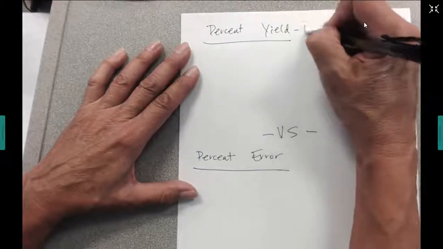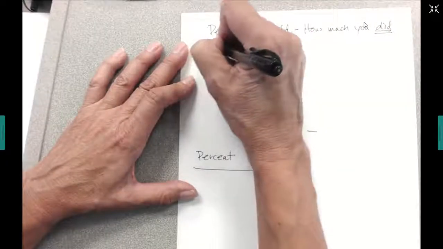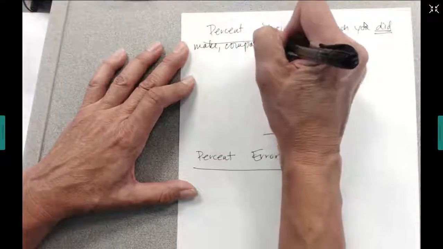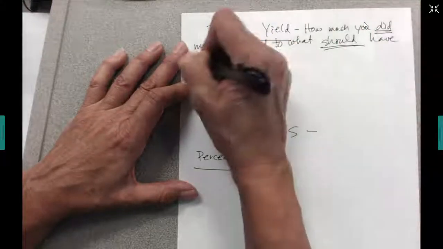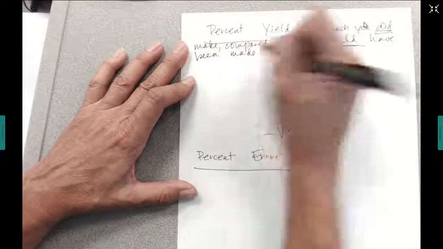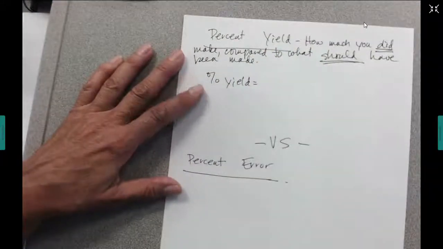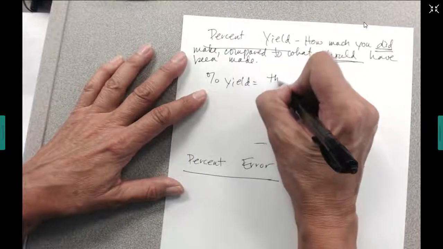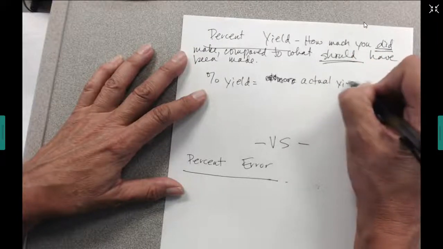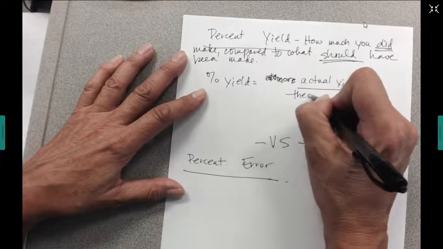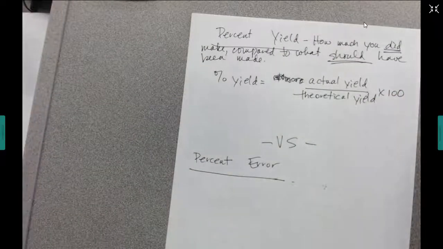Percent yield is how much you did make compared to what should have been made. All right, so what do I mean? So percent yield, here's the formula. Percent yield is equal to the actual yield divided by theoretical yield times 100. All right, where do these numbers come from?